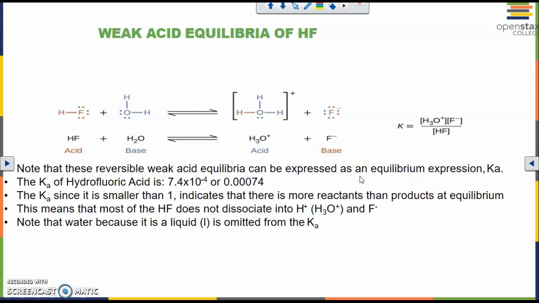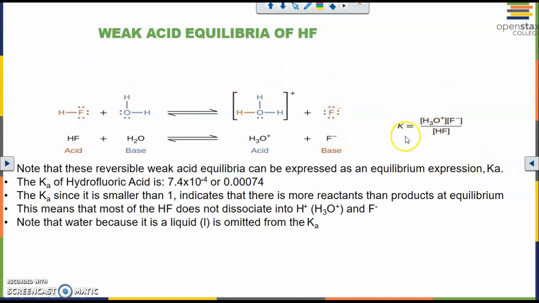All right. So this is an example of a weak acid equilibria of hydrofluoric acid. Hydrofluoric acid is a weak acid because A, it is not on the list of strong acids, B, it also has a Ka value. So the amount of products and bases can be expressed as an equilibrium expression, Ka. Remember we already talked about Keq before, Kc, all of that stuff. This is an equilibrium expression. That means at equilibrium, you're going to have a mixture of products over reactants.